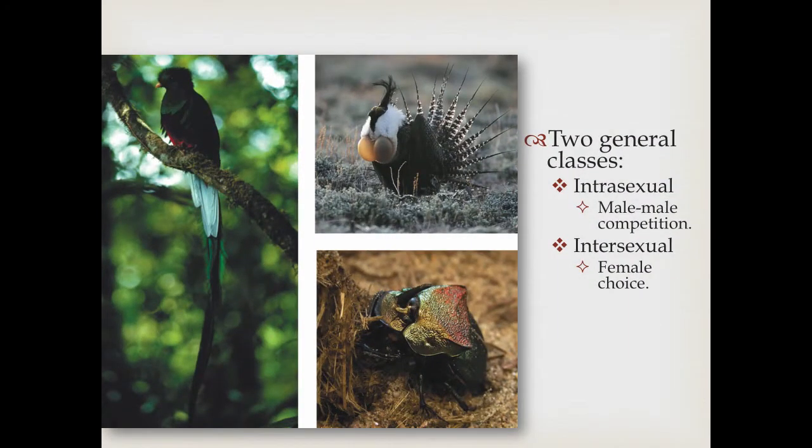There are two general classes of sexual selection. There's intrasexual selection, sometimes referred to as male-male competition, and intersexual selection, sometimes referred to as female choice. Intrasexual selection refers to within a sex, in this case males. This is where males are oftentimes duking it out among themselves to see who's the winner and gets to mate with the females. Intersexual selection refers to the fact that it's an interaction between males and females, where the males are trying to convince the female, hey, I'm the highest quality individual and you should mate with me.